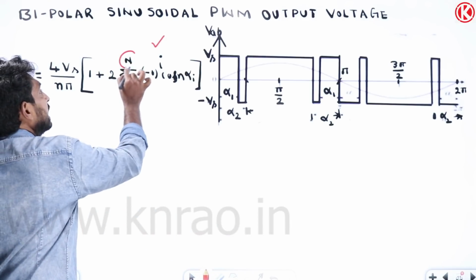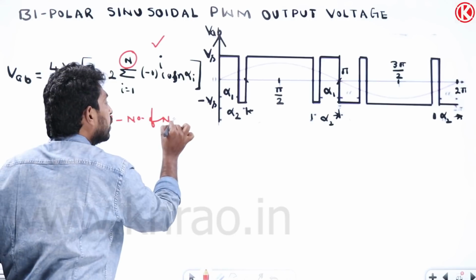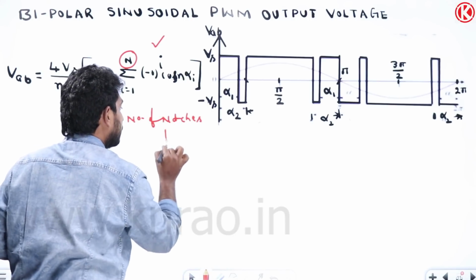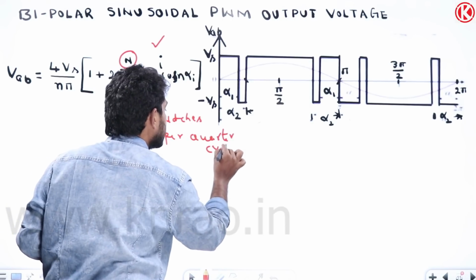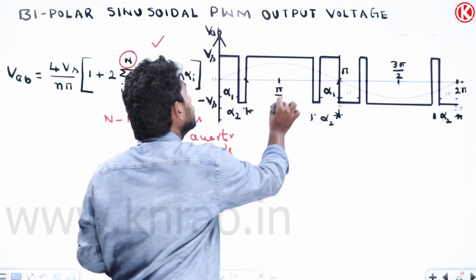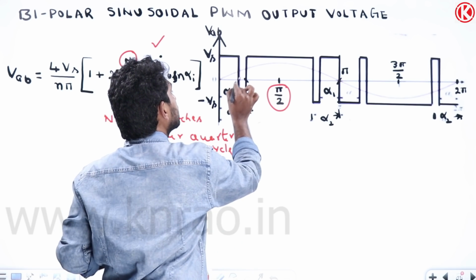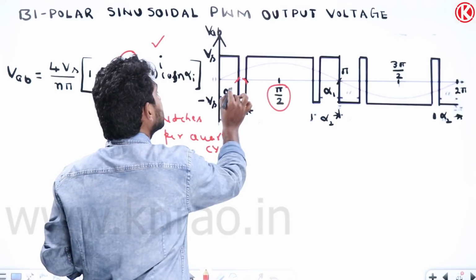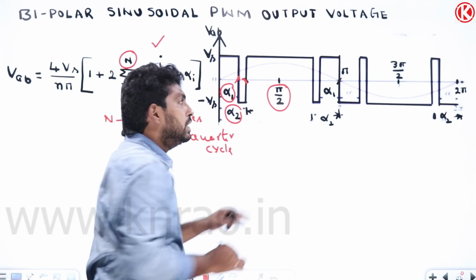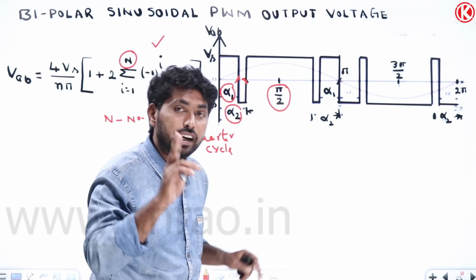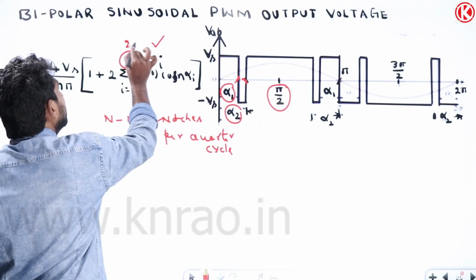this n represents the number of notches per quarter cycle. What is the meaning of this? Number of notches per quarter cycle. A quarter cycle is nothing but pi by 2. What is the meaning of notches here? If you observe here, before pi by 2 we have two notches. We have named them alpha 1 and alpha 2. This instant is alpha 1 and this instant is alpha 2. So for this waveform there are two notches, so we should replace this n with 2.